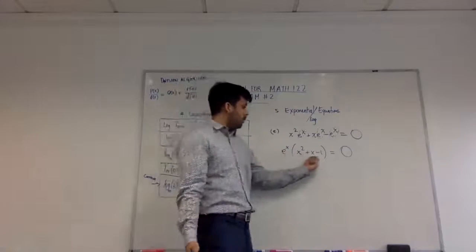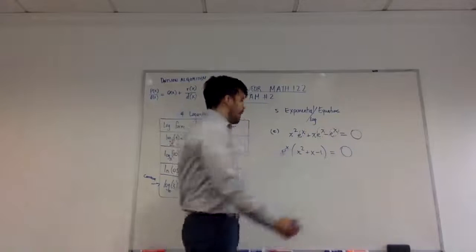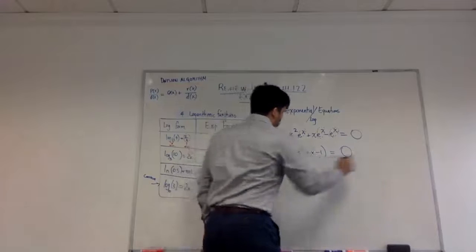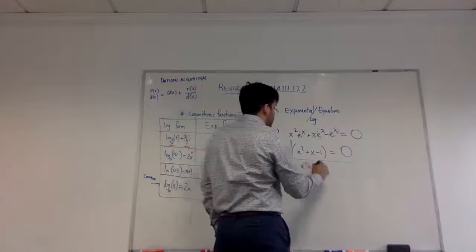So now I have this product equal to 0. If this product equals 0, that means I can say e to the x equals 0, or I can say that x squared plus x minus 1 equals 0.